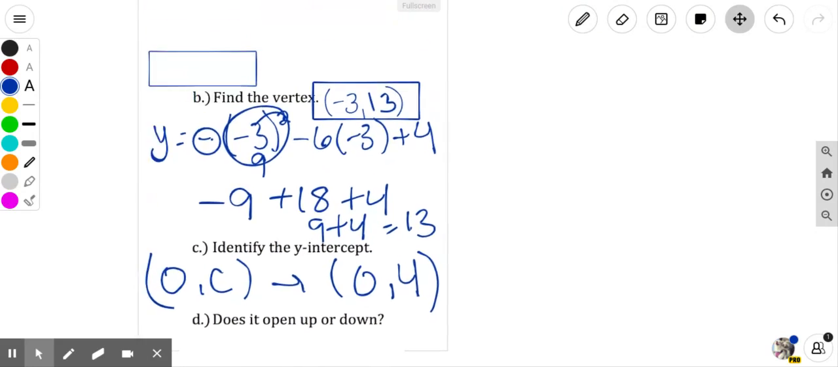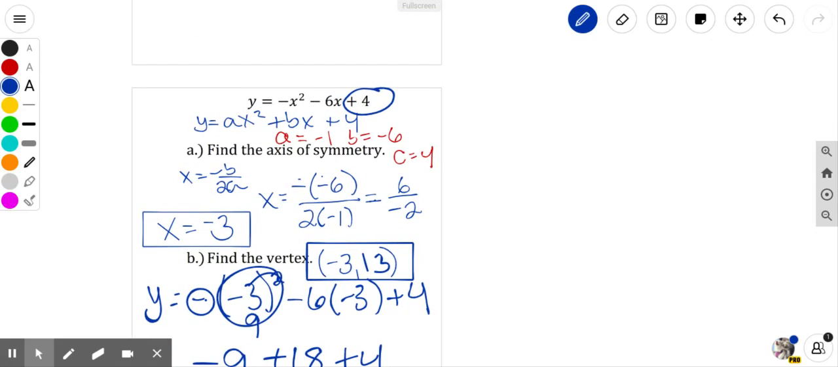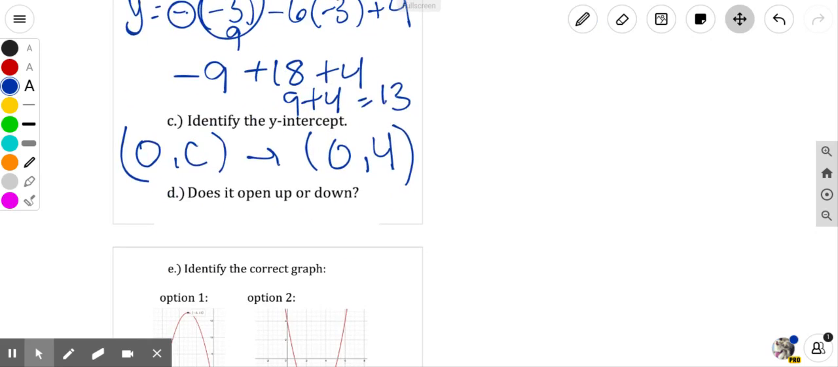Next question, does it open up or down? That question comes from the sign of a. A is negative 1 here. So when a is negative, that means that it opens down because a is negative.